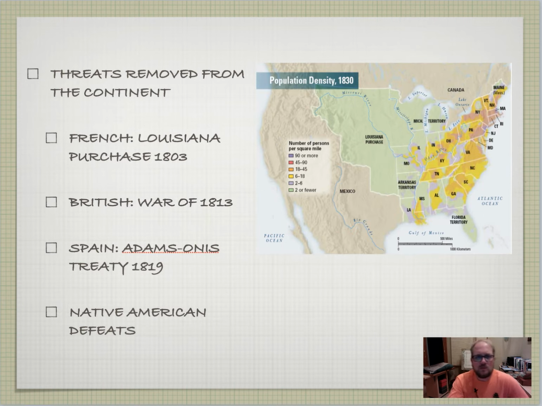And threats removed from the continent are also going to be a big part of expansion. We're going to see the French removed with the Louisiana Purchase. We're going to see the British removed with the War of 1812, not 1813. Sorry about that. We're going to see the Spanish removed from the eastern part of the continent with the Adams-Onís Treaty that gave us Florida. And of course, the Native Americans are going to be systematically removed by pretty much every president in office, all the way through Jackson and other presidents to follow.